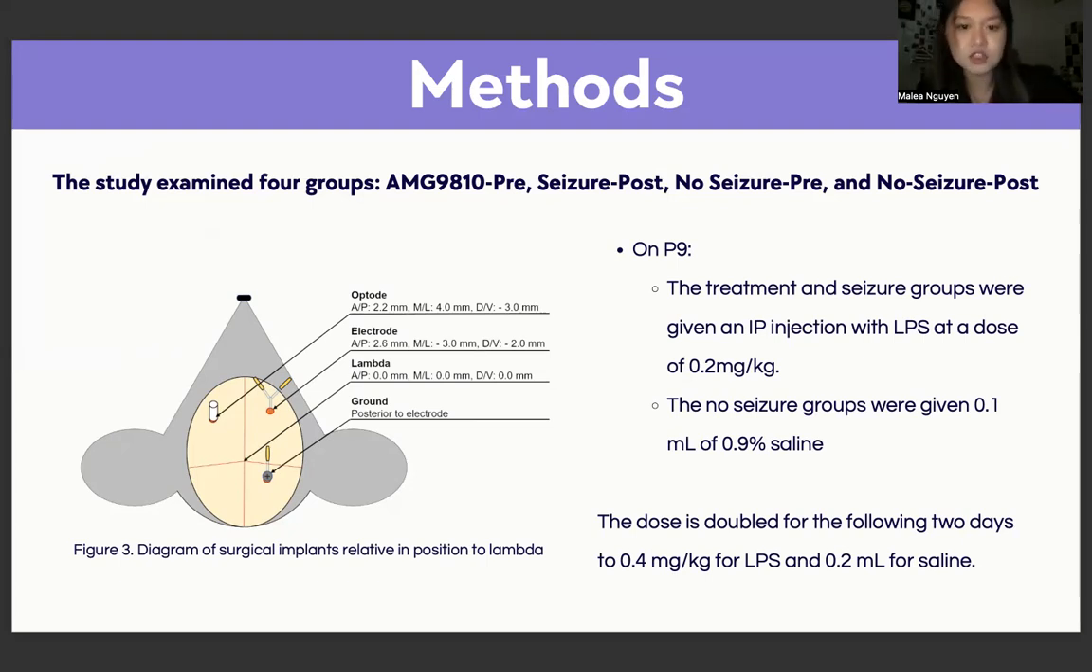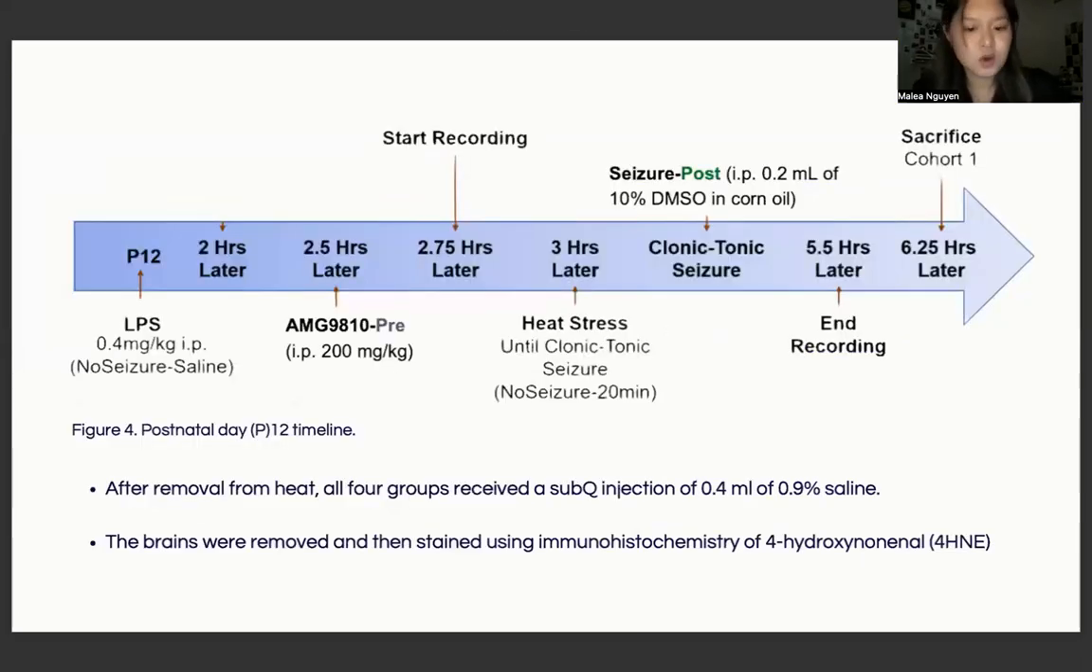On P9, the treatment and seizure groups were given an IP injection with LPS at a dose of 0.2 milligrams per kilogram. The no seizure groups were given 0.1 mL of 0.9% saline instead of LPS. The doses doubled for the following 2 days to 0.4 milligrams per kilogram for LPS and 0.2 mL for saline. This is the P12 timeline, which is the febrile seizure day. This timeline outlines the appropriate dosage times for all 4 groups.